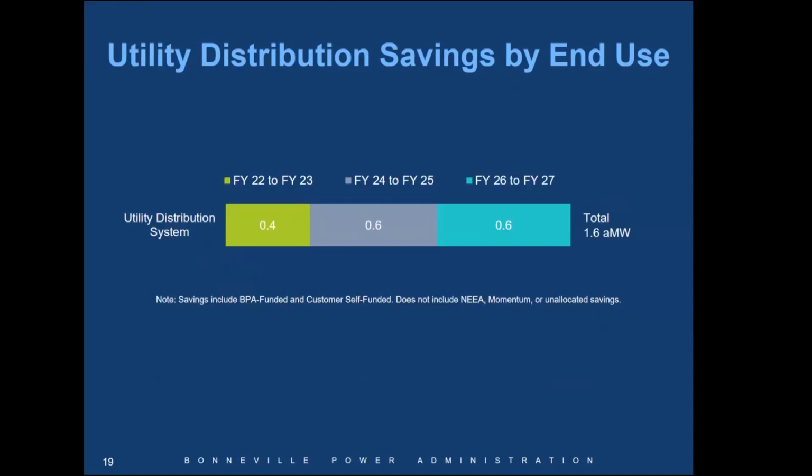And next slide, utility distribution, just forecasting about 1.5 average megawatts over the 6-year time frame. Again, most of this is CVR, conservation voltage reduction, though there's also some transformer upgrades included in there as well.